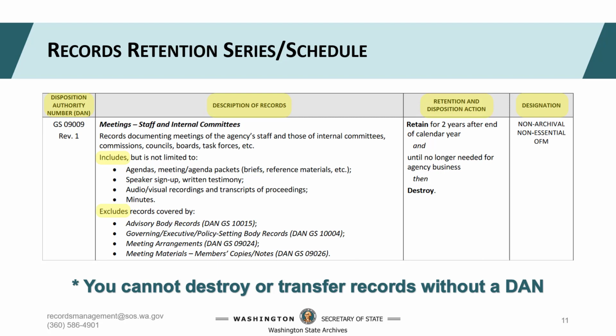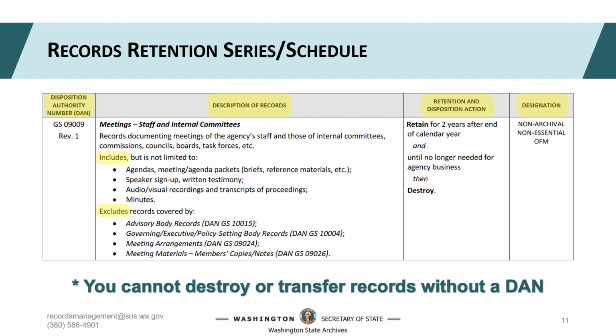This is a screenshot of one record series, Meeting Staff and Internal Committees, that you'll find in CORE and the State General Schedule. Retention schedules are lists of record types an agency manages, much like any list you create or use in your work. Each type of record has a Disposition Authority Number, or DAN. DANs are unique identifiers that authorize the retention and disposition of a record. Like most unique alphanumeric identifiers, DANs don't make much sense on their own, but in the context of an entire schedule, they quickly distinguish one series from another.